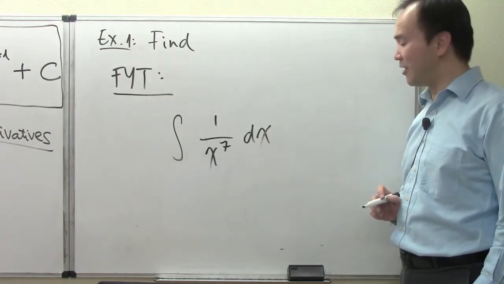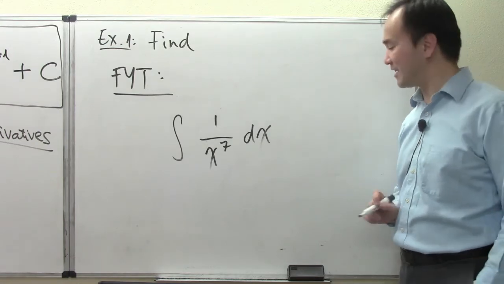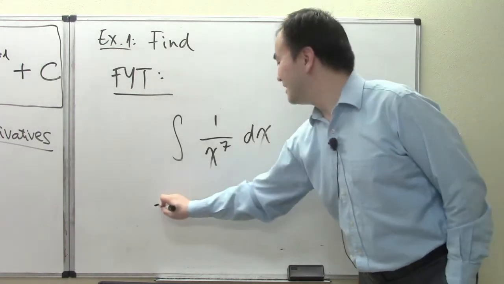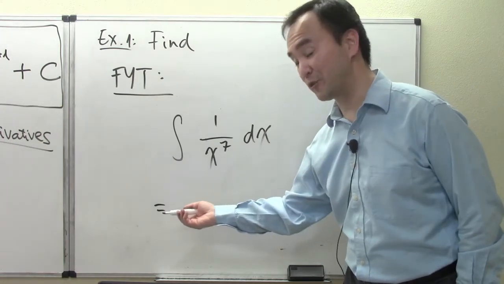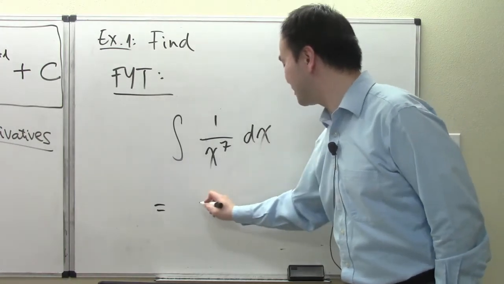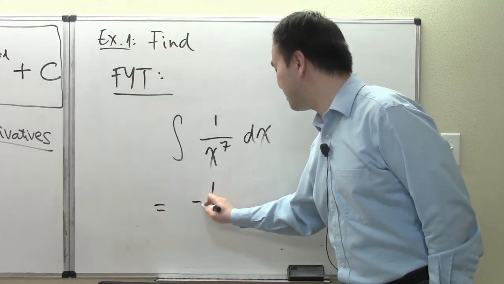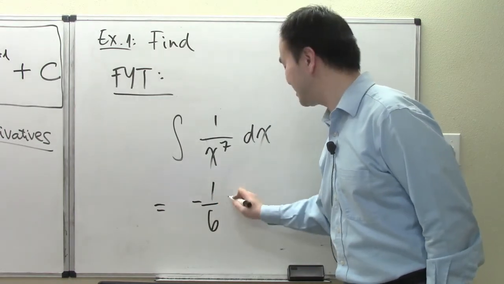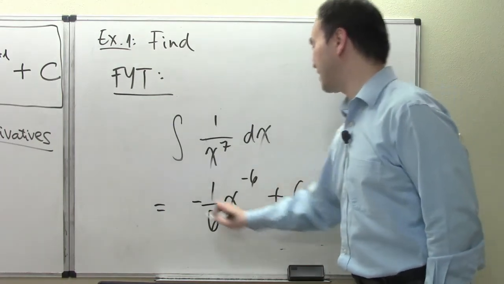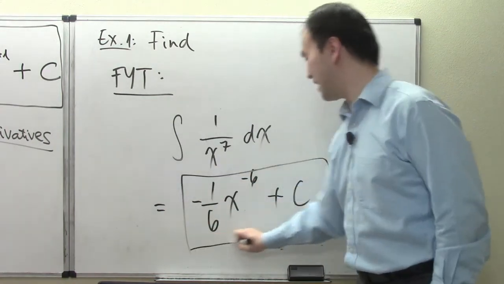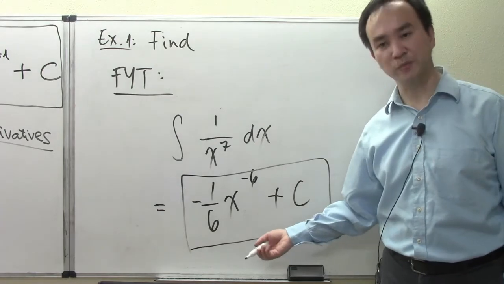All right, so I hope you have already had some work and your final answer here hopefully agrees with mine. So this should be a negative 1/6 times x to the minus 6 plus c. And as far as final answer, I'm happy with that. Many professors should be happy with that.